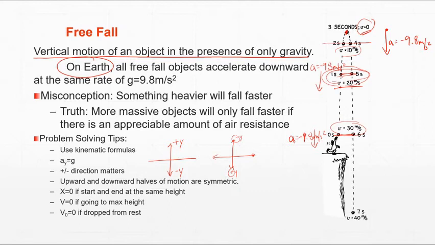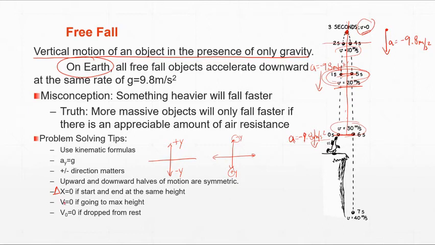So when I have a projectile, the time up, in this case, is equal to the time down. Notice you go 0, 1, 2, 3 seconds up, and 1, 2, 3 seconds down, okay? X is equal to 0, or your change in X is equal to 0 if you start and end at the same height.